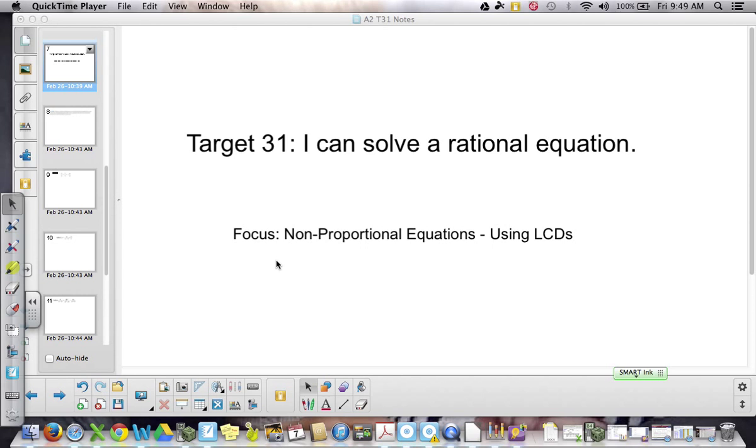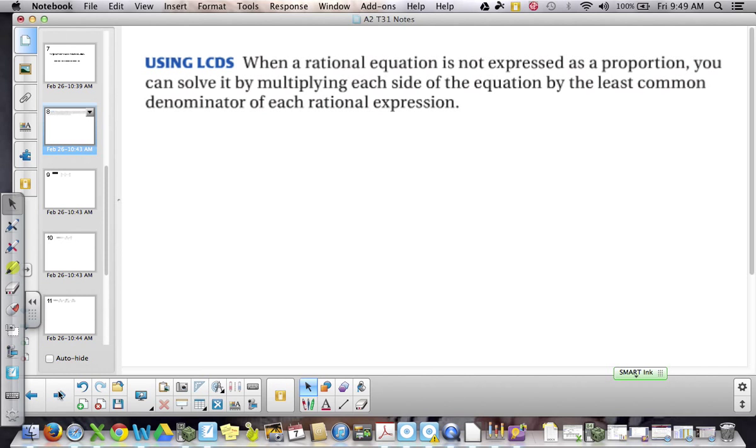In the second part of target 31, we'll look at non-proportional equations and focus on using least common denominators, or LCDs, to help us solve those rational equations that are not proportional. When we have a rational equation that's not expressed as a proportion, you can solve it by multiplying each side of the equation by the least common denominator of each rational expression.